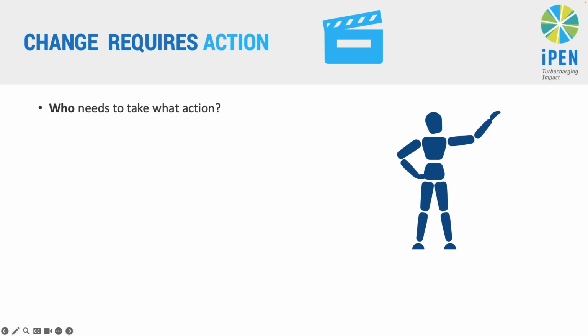A more useful thing to remember is that change requires action. Action is asking the question about who needs to take what action. When we're thinking about and planning our impact pathways, this is really what we need to be thinking about. Who needs to take the action and what action do they need to take? And then how can you support this to occur using tactics that work for them?